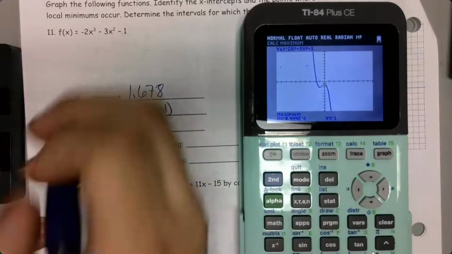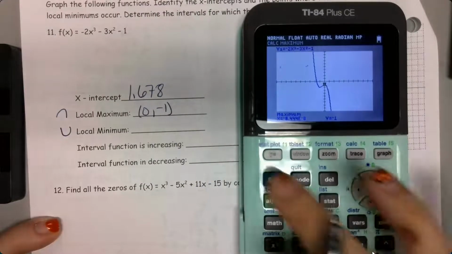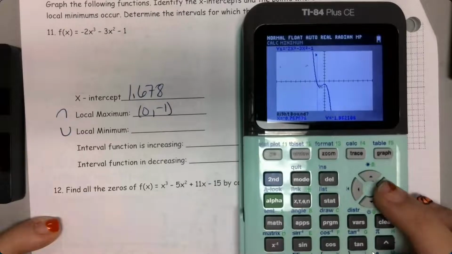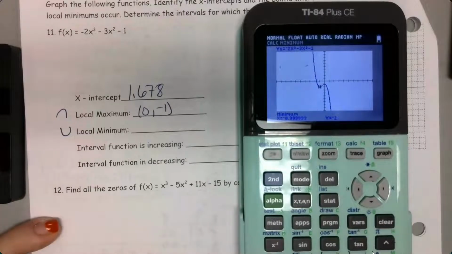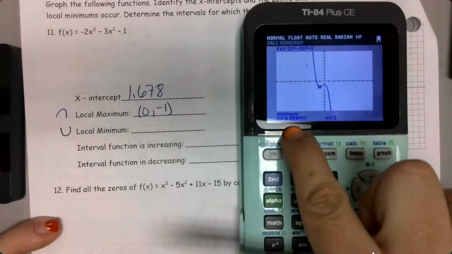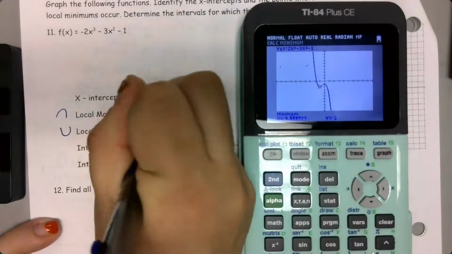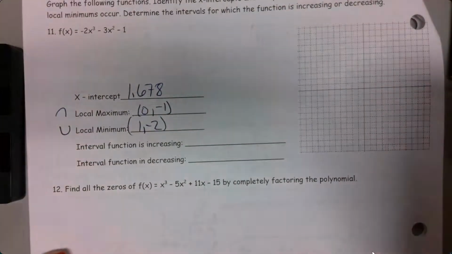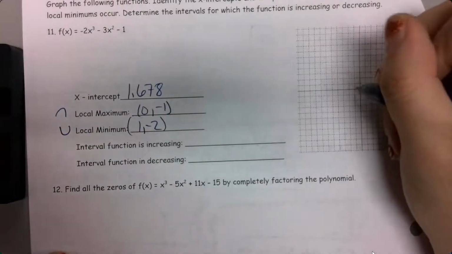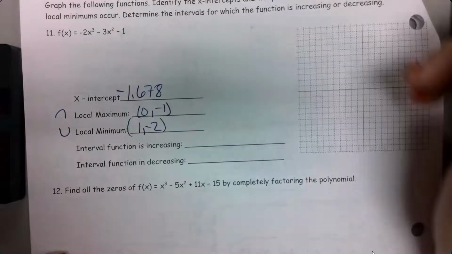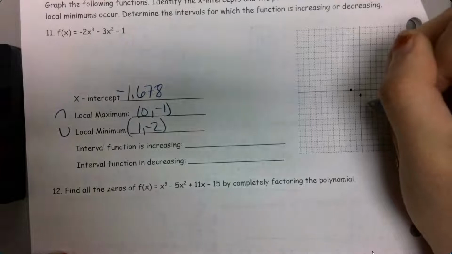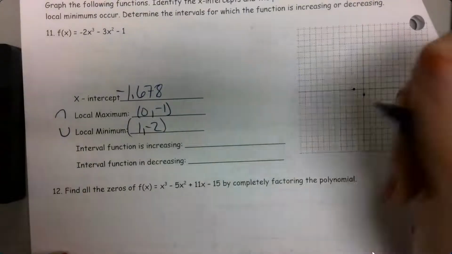Then I'm going to do the same thing for my minimum, which are valleys. I'm going to go second calc, choice 3 for minimum. I'm going to arrow to the left side of that valley, press enter, arrow to the right, press enter. This is having trouble rounding again, that should be a 1. So then I'm going to sketch this out on my paper. This was a -1.67. And that was a -1.